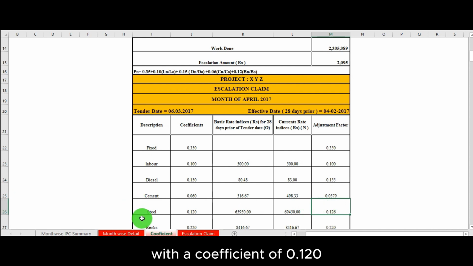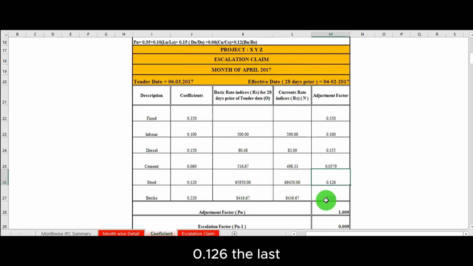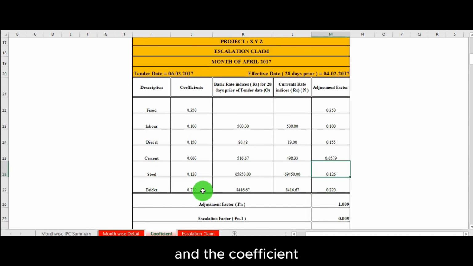Next is steel with a coefficient of 0.120, a base rate of 65950 and a current rate of 69450. The current rate of steel has increased, so by dividing it with the base rate and multiplying it with the coefficient, we will get the adjustment factor of 0.126. The last element is brick, and the coefficient given for brick is 0.220 with the base rate of 8416.67 and the current rate of 8416.67. By performing the calculation, the adjustment factor will remain the same at 0.220.